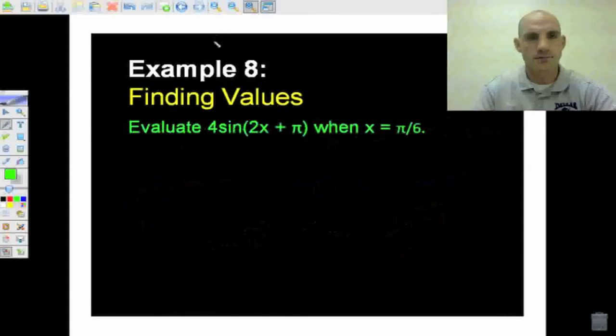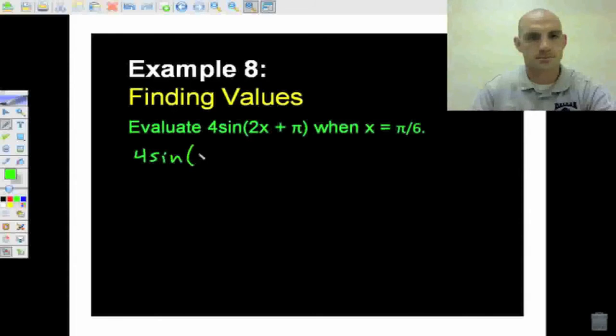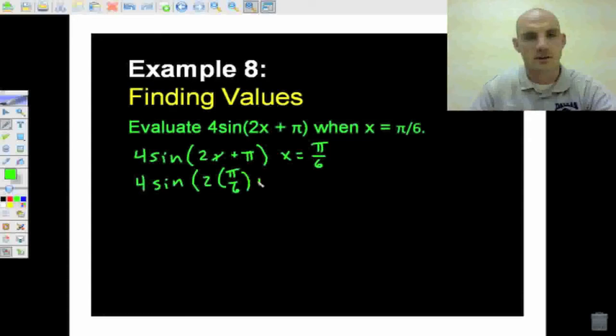Okay, let's try this one. 4 sine of 2x plus pi when x is equal to pi over 6. So let's try this. 4 sine 2x plus pi, x equals pi over 6. I always like to rewrite my problem because then I'm going to substitute. So it's going to be 4 sine of 2 times pi over 6 plus pi.